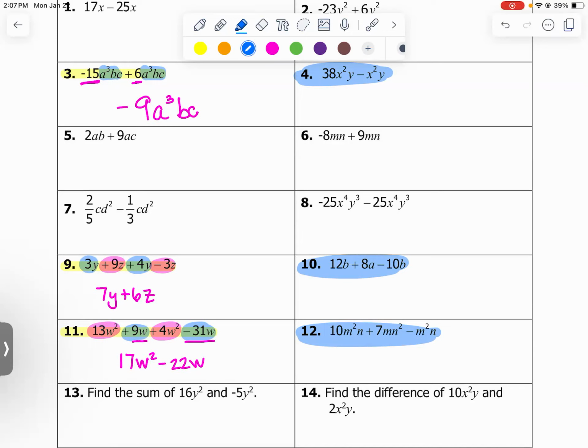How do you do number 4? It's gonna be 37x squared y.